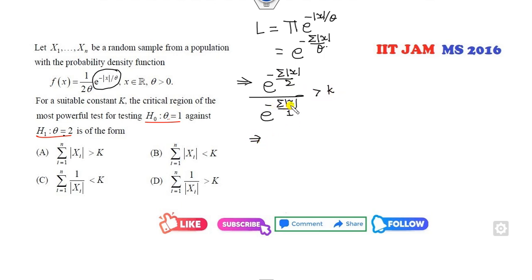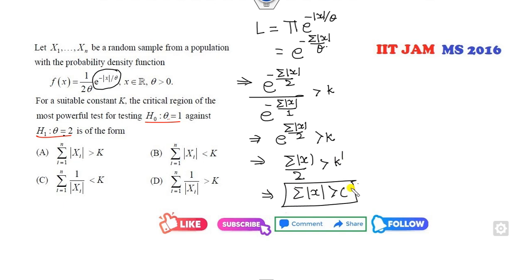So if I take negative on the upside, it will be summation of x divided by 2 is greater than k. Take the logarithm on both sides, it will be log of k, so I call it k dash. If I multiply by 2, it will be some constant called c. So which is the right expression? A is my right answer.